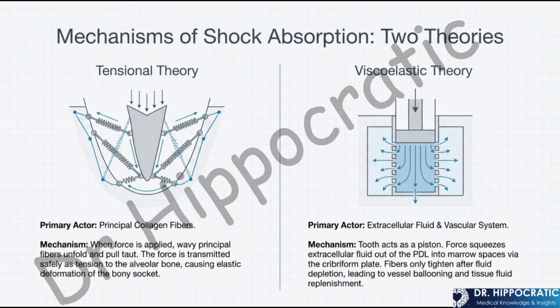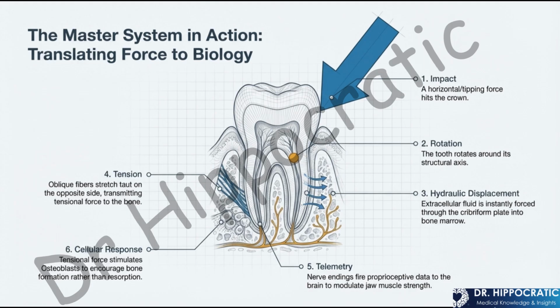Now coming to the next slide. This slide integrates all the pillars into the master system in action. It breaks down a heavy bite into a precise, 6-step chronological event. Okay, let's walk through it. Step 1. Impact hits the crown of the tooth. Step 2. Because of the hourglass shape and the fulcrum we discussed earlier, the tooth naturally rotates slightly around its structural axis to find the best angle of resistance. Step 3. Hydraulic displacement. As it rotates, the fluid is instantly forced through the cribriform plate into the bone marrow, acting exactly like that viscoelastic piston.